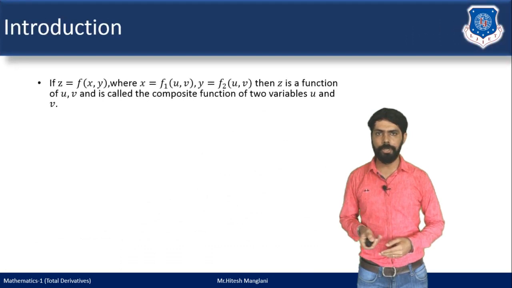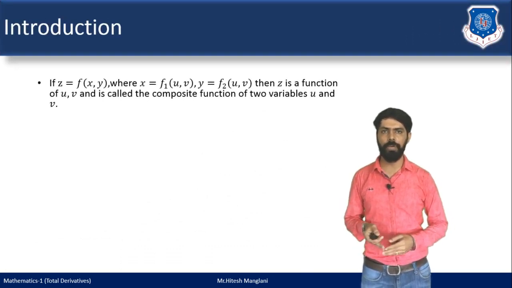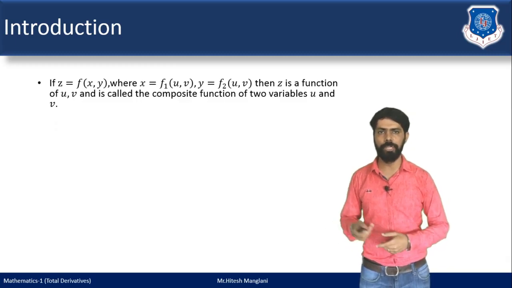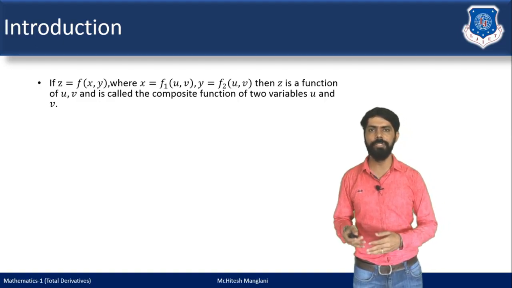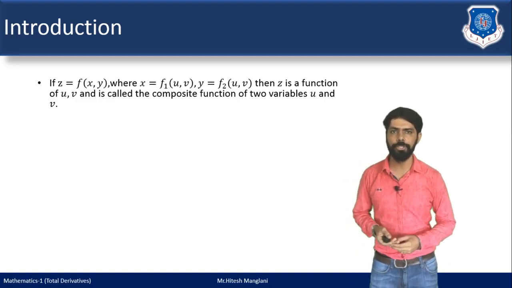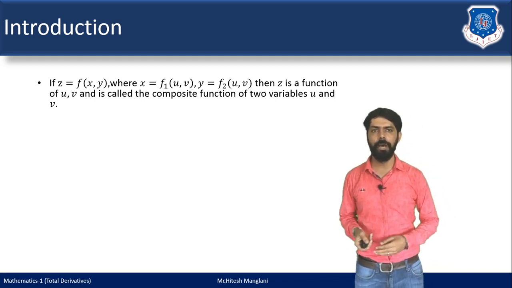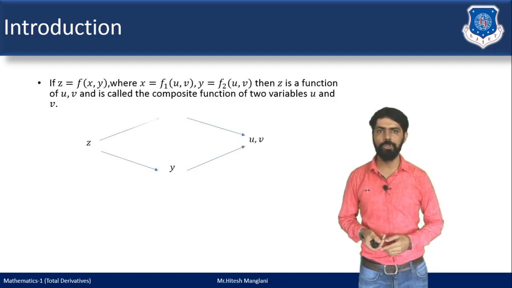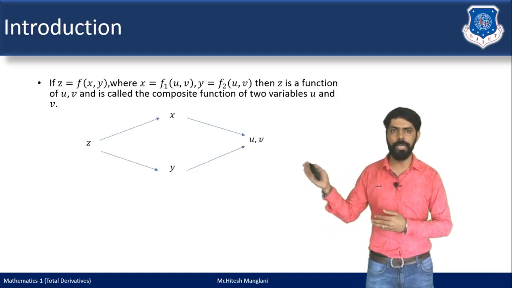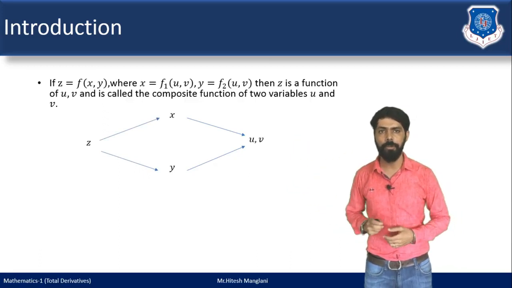Now let us discuss theory, that is if z is equal to f of xy, that means if z is a function of xy where x is a function of uv and y is also a function of uv, then z is a function of uv, and this is called the composite function of two variables u and v. Now let us understand this concept with the help of a diagram. So here, as you can see in the diagram, z is a function of x and y, and x and y are functions of u and v.